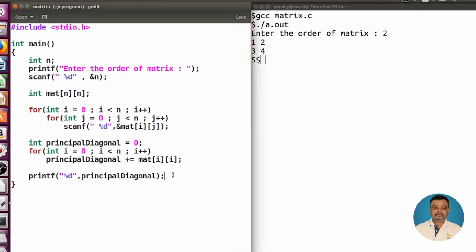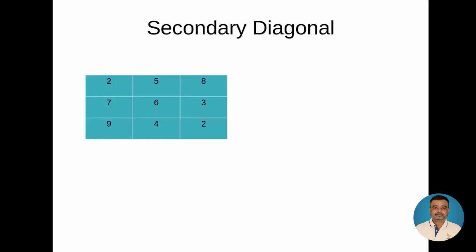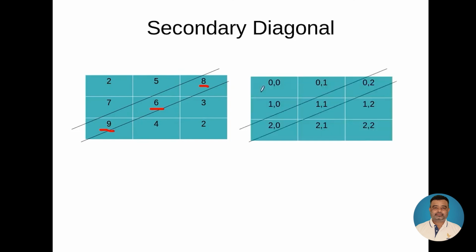Fine. Now let's try to understand how we calculate the secondary diagonal elements. Now the secondary diagonal elements are this one, 8, 6 and 4, right? And now we need to observe what pattern is followed by the indexes here. If you observe, this is 0, then 1, then 2. The row values are 0, 1 and 2, but the column values, when row is 0, column value is 2, right?